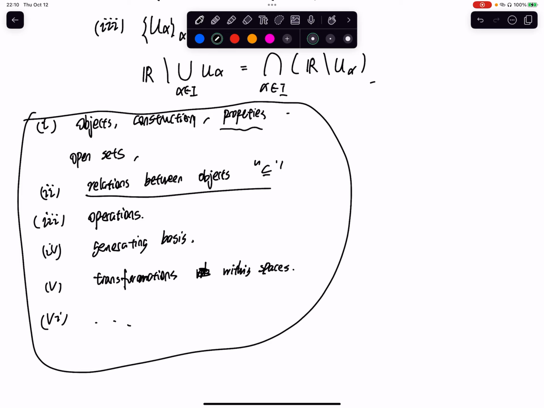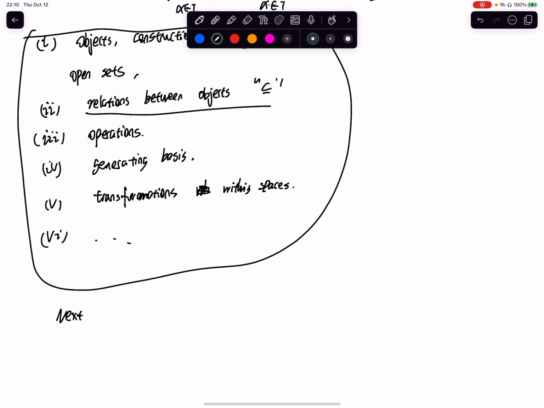Okay, so that's all for the first lecture, and in the next lecture, we shall introduce the basis for topology.